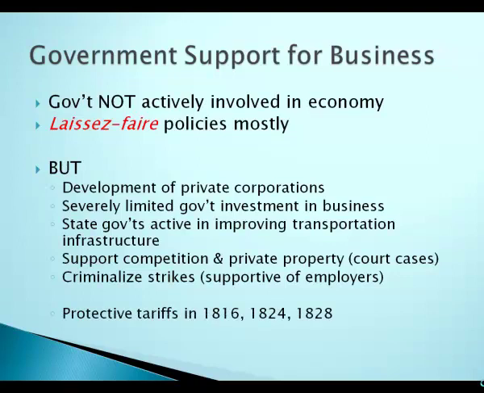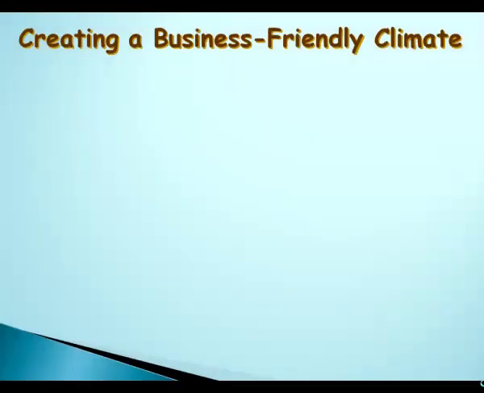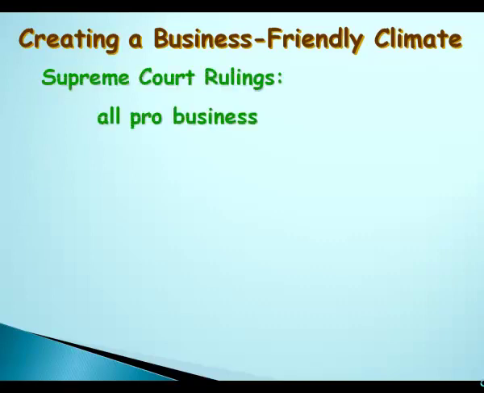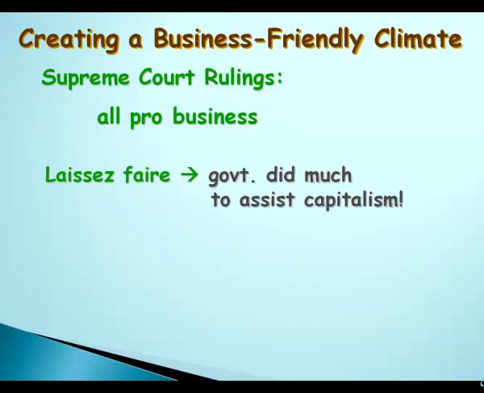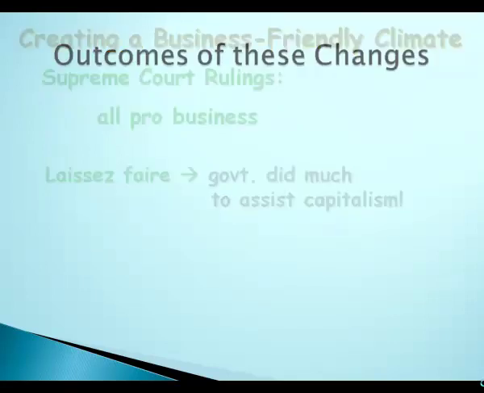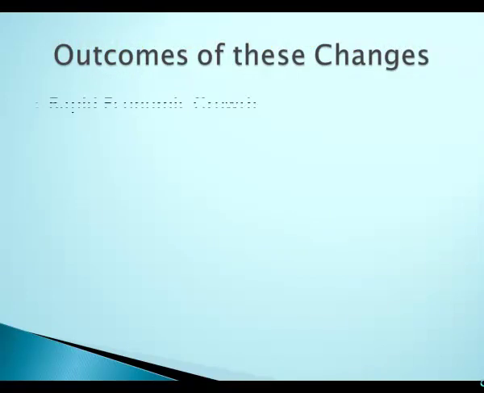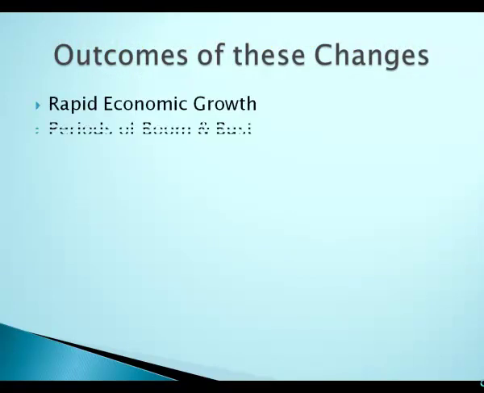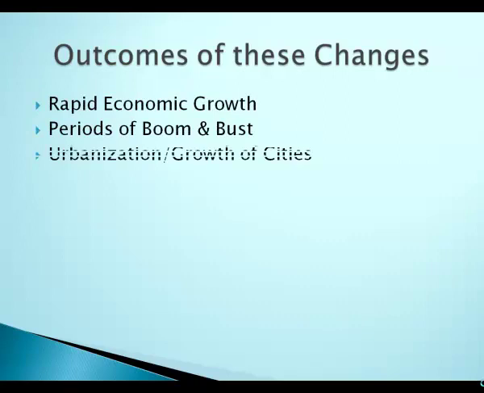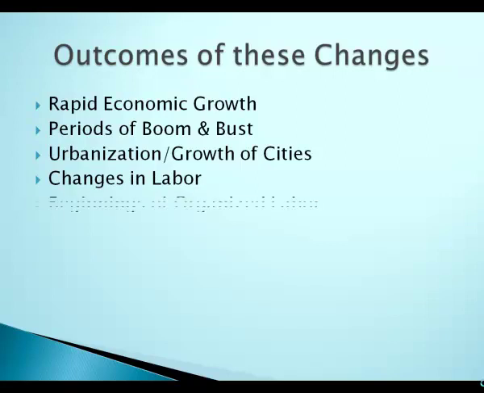And they even put up protective tariffs in 1816, 24, and 28 to try to help the growing industries here in our country. But you've got to create a business-friendly climate. You do that with the Supreme Court rulings, all pro-business, laissez-faire, which is basically, as I said, government hands-off. And what happened because of these changes? Very rapid economic growth, periods of boom and bust, urbanization and the growth of large cities, and the way our labor is done is changing.